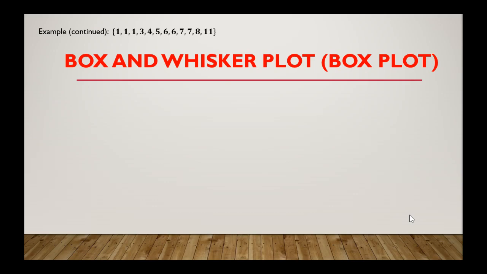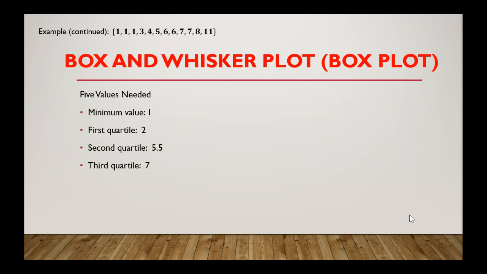And so when you're creating the box and whisker plot, there's always 5 values that you need to figure out. The first one is the minimum value, which in this case is just 1. Then you want to find the first quartile, which we found earlier, which is 2. We found the second quartile, which again is the median, which is 5.5. We found the third quartile, which is 7. And then you also want to find the maximum value, which in this case is just 11.